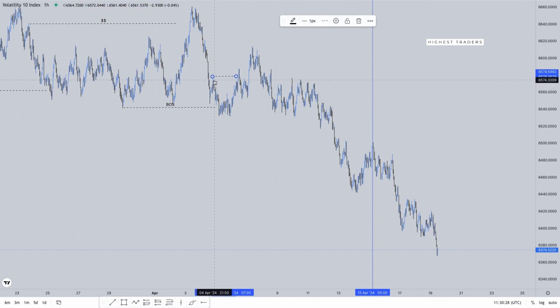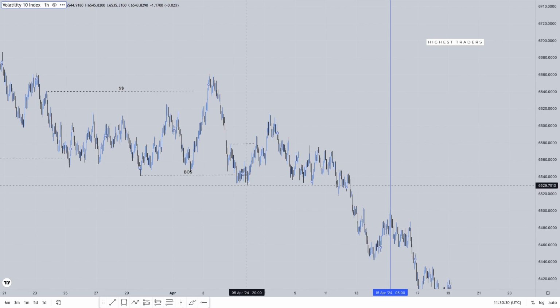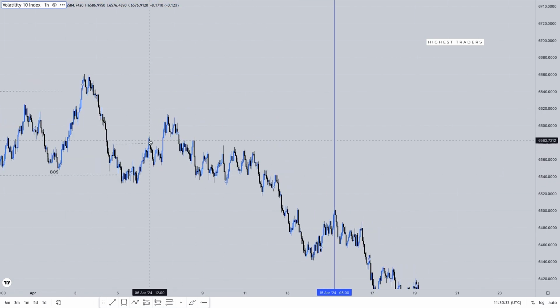You can see the pullback. It came back down. This is an inducement. Price took the inducement. Look for something to mitigate there. After mitigating that, it dropped. This is an unmitigated candle shadow. Price mitigated that and then dropped.